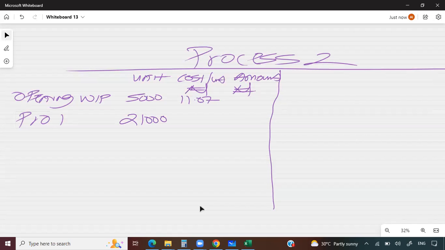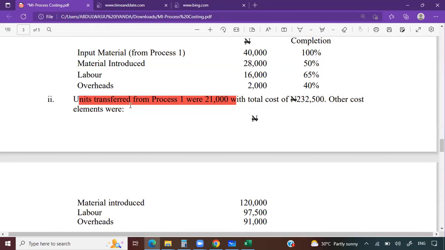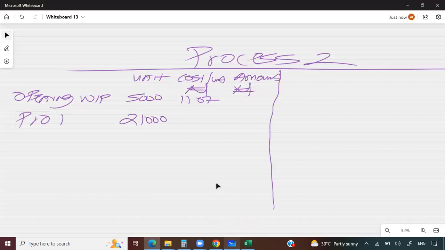What do we transfer from process one? What is the value that we transfer from process one in terms of what is completed? A unit transfer from process one were 21,000 with a total cost of 232,500. So we write what now? Let me even delete this off.